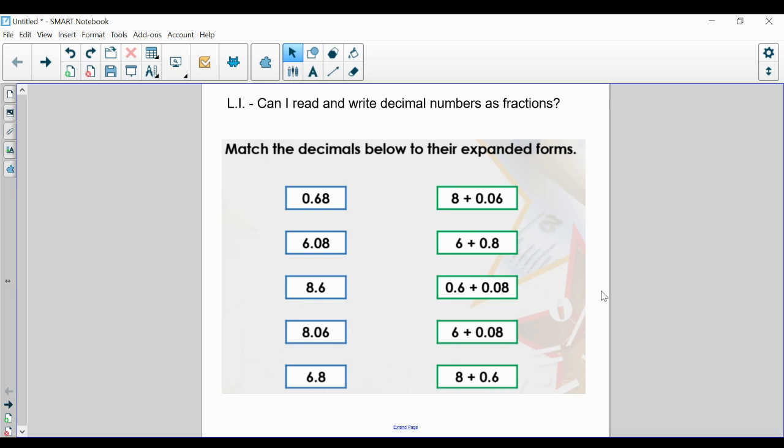So today's maths lesson is following on from yesterday's one where you were converting and writing down decimal numbers as fractions. So we're going to just start off with this little warm up here to see what you remember. So please pause the video now and just have a think in your mind or write down on a piece of paper which decimal matches with which number in its expanded form. So pause the video now.